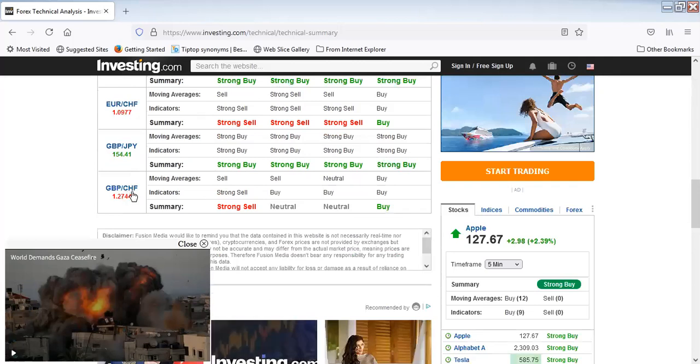GBP CHF. Strong sell, neutral. Do you know what neutral means? Neutral means that later the trade will consolidate. When a trade consolidates, it will give a gathering sign. Like buyers will come into the market at a point, sellers will come in. Buyers will also come into the market and at another point, sellers. I hate consolidating markets. They could be so frustrating. Do you agree? So that's it.